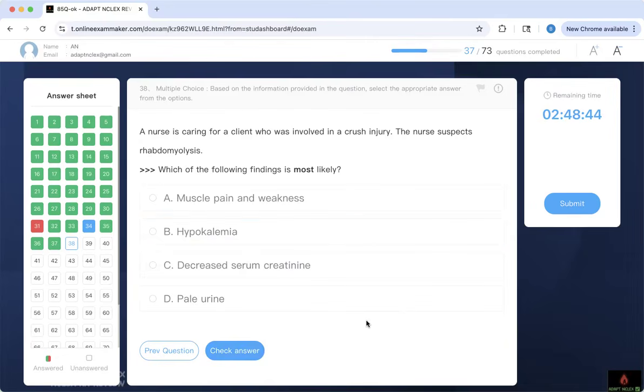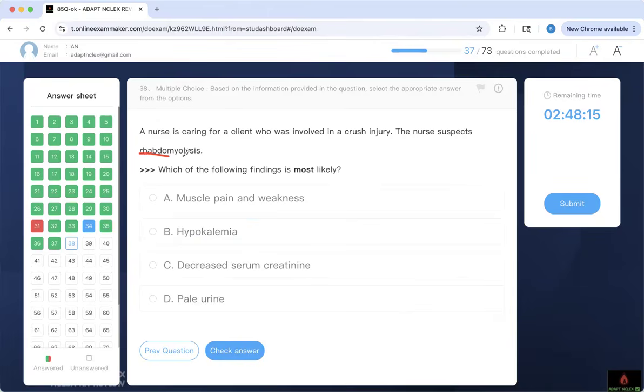And then next, a client who was involved in a crush injury. When involved in a crush injury, muscles are dying. The nurse suspects rhabdomyolysis, which finding is most likely? If you have rhabdomyolysis, muscle dying, are you going to have muscle pain and weakness, hypokalemia, decreased serum creatinine, and pale urine? What do you think?